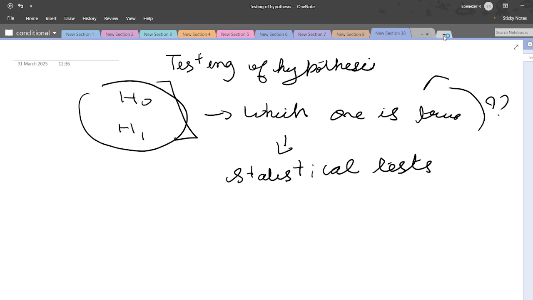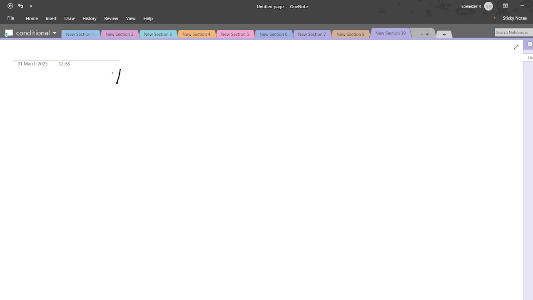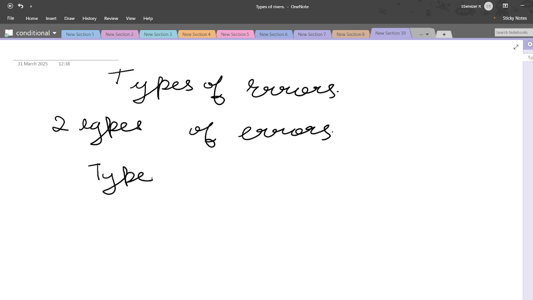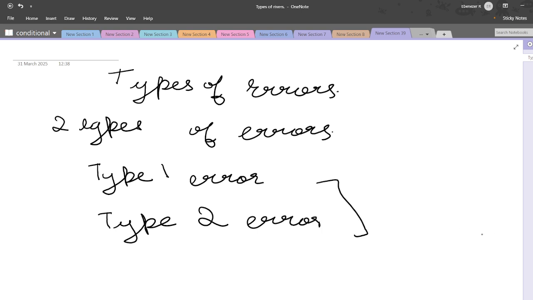So before that we need to understand some terms and definitions. First one is the types of errors. You have two types of errors. First one is called a type 1 error. Second is called the type 2 error. Now what is this error?